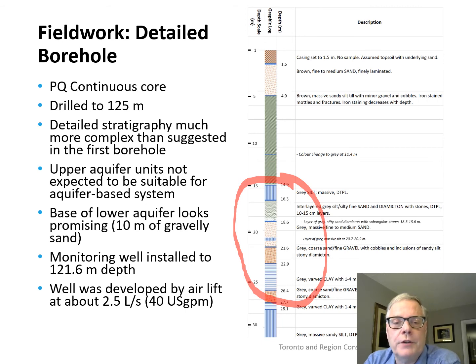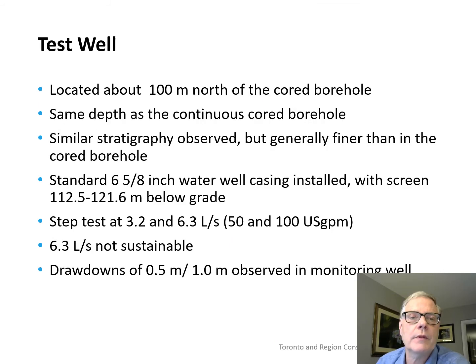And we chose to install the monitoring well at a depth of about 121 meters below grade. And we were able to develop that 2.5-inch well at about 40 gallons a minute or 2.5 liters a second. With a fairly successful test well, although deep, we thought we should proceed further with an actual pump test.